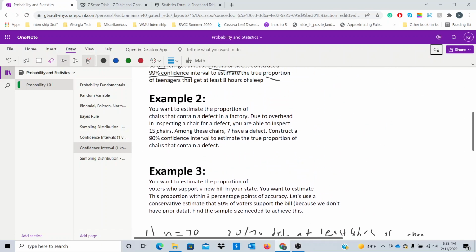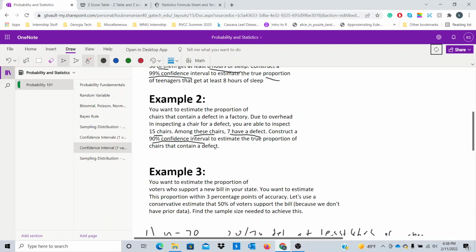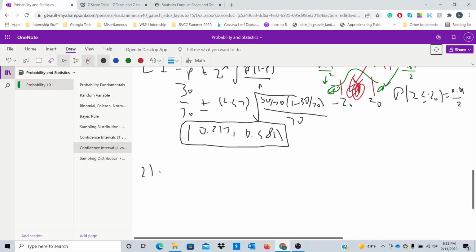So what does example 2 entail? We want to estimate the proportion of chairs that contain a defect in the factory. Due to overhead in inspecting a chair for a defect, you're able to inspect 15 chairs. Among these 15 chairs you inspect, 7 have a defect. So we want to construct a 90% confidence interval to estimate the true proportion of chairs that contain a defect. So we repeat the same process.